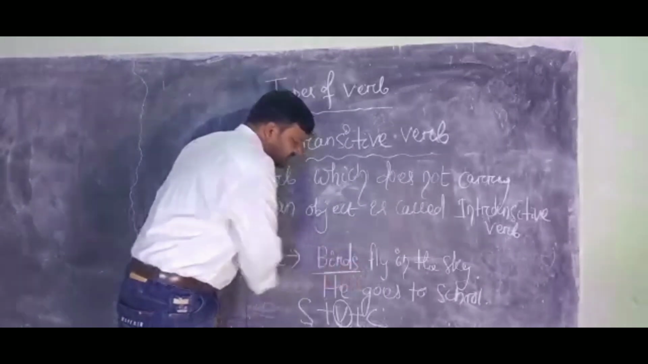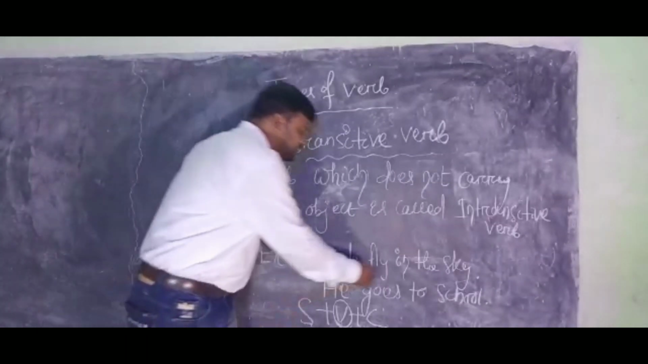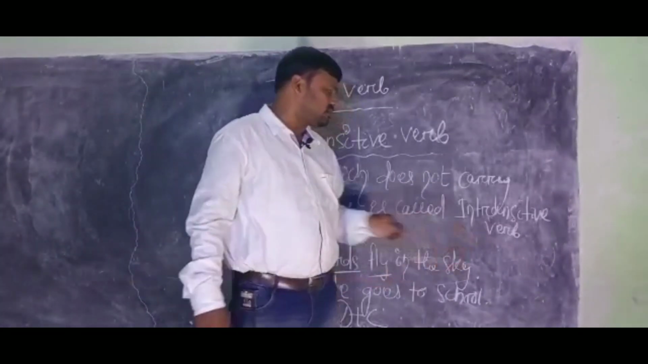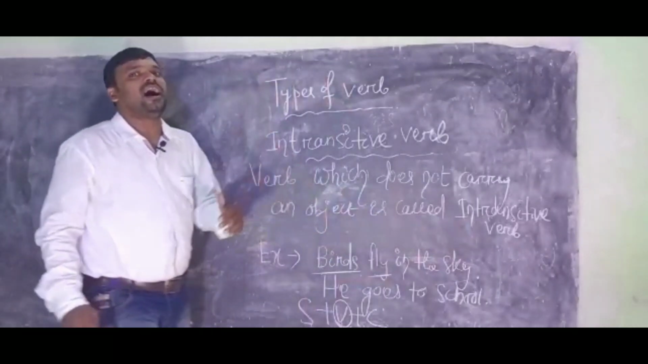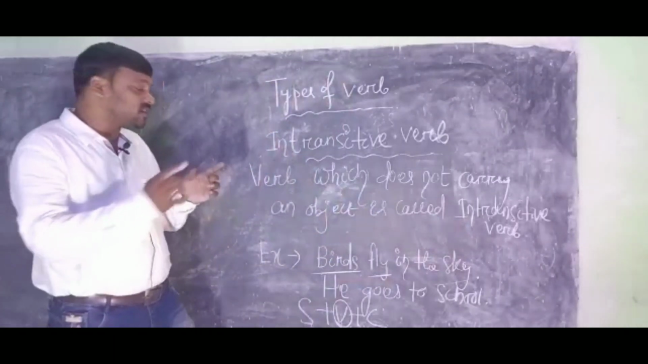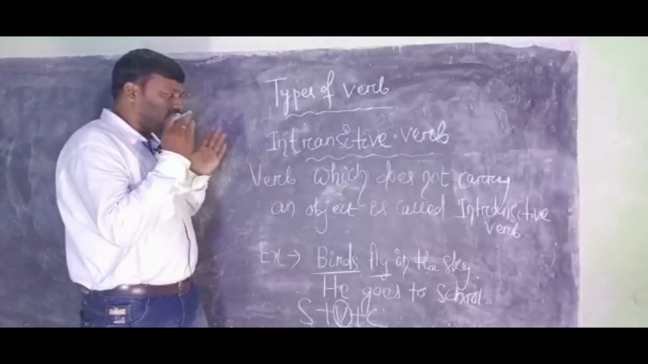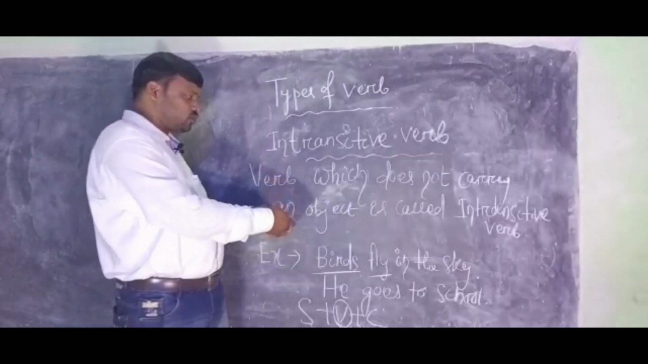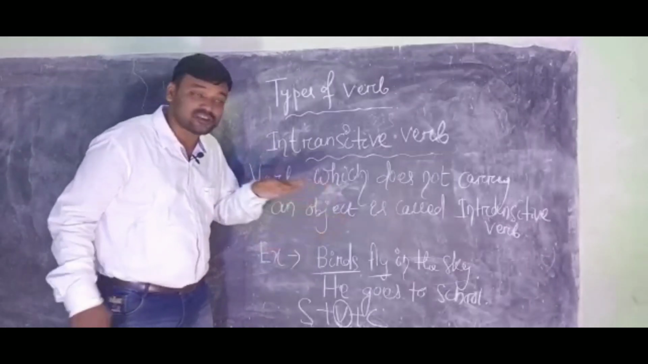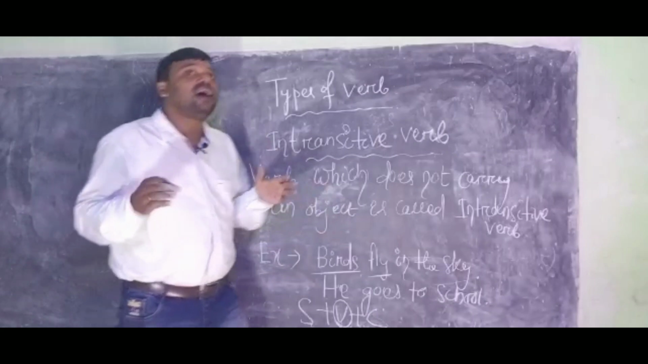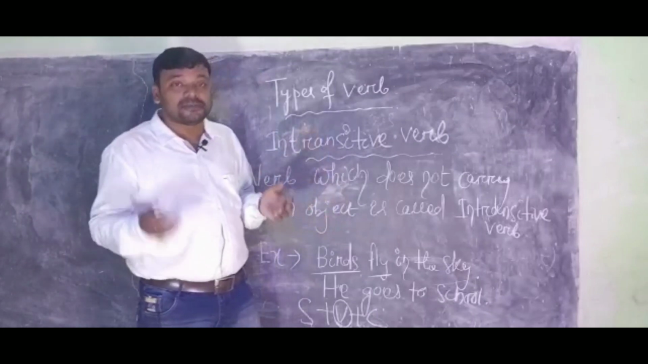Here the subject is the birds and fly is the verb, and in the sky is not an object but a complement, because it gives the complete sense to the sentence. That's why it is not an object. Because how can we find out an object in a sentence?